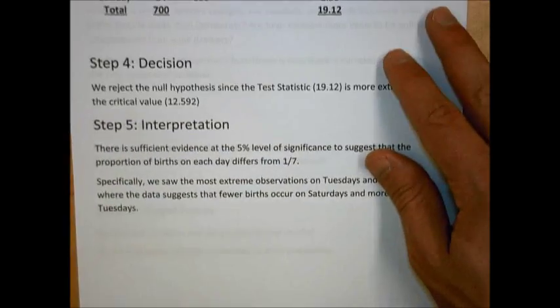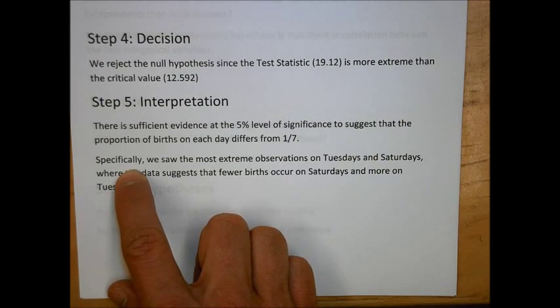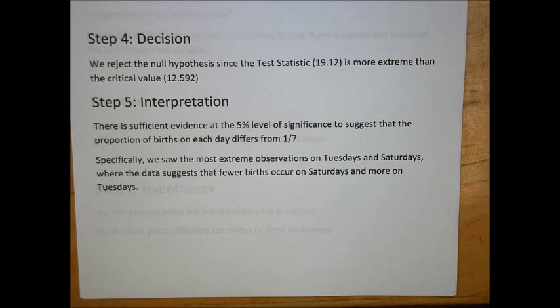So if we reject the null hypothesis, it's worth going back and looking for the categories which were most extreme. So I might say specifically we saw the most extreme observations on Tuesdays and Saturdays, where the data suggests that fewer births occur on Saturdays and more on Tuesdays.